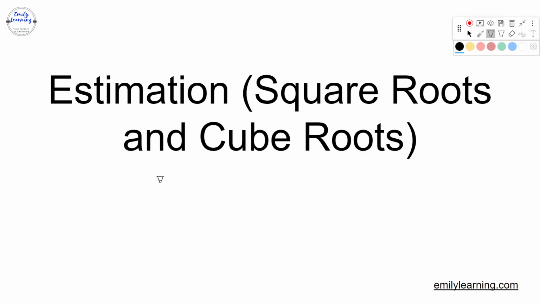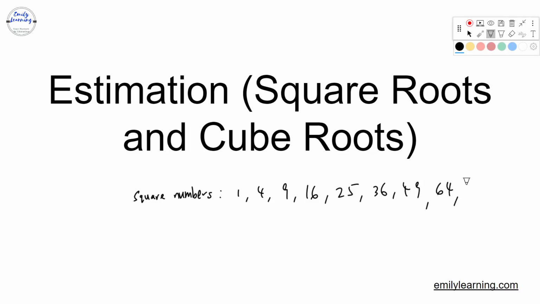So the common square numbers will be your 1, your 4, your 9, your 16, 25, 36, 49, then 64, then 81, 100, and so on. So these are the square numbers. Next, if you want to do a cube root, then it's good to know your cube numbers. So 1 cube is 1, 2 cube is 8, 3 cube is 27, 4 cube is 64, and so on.